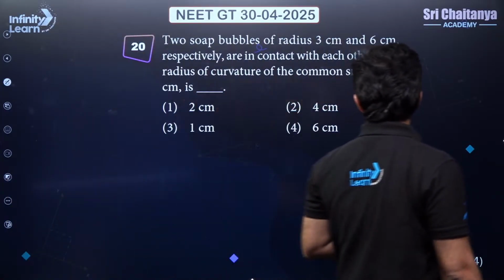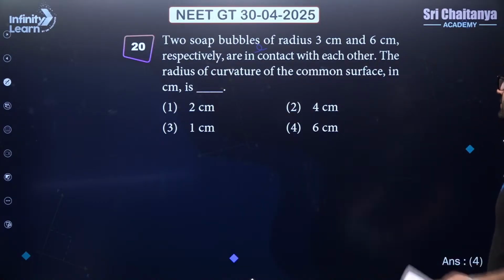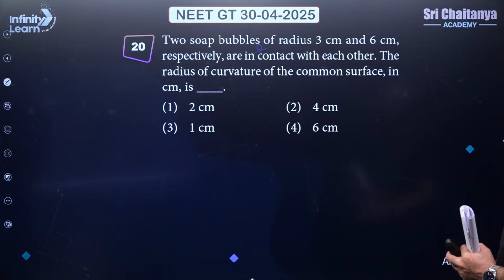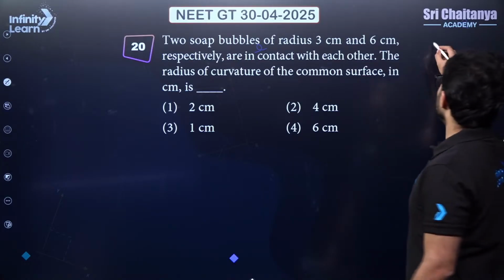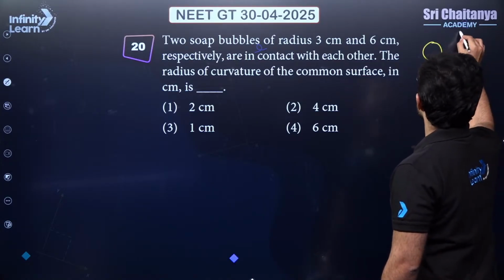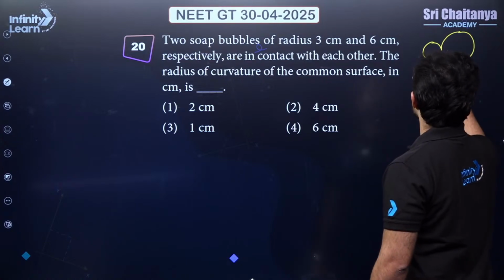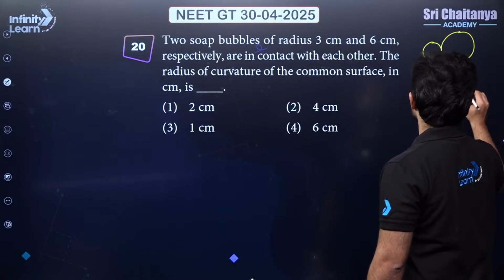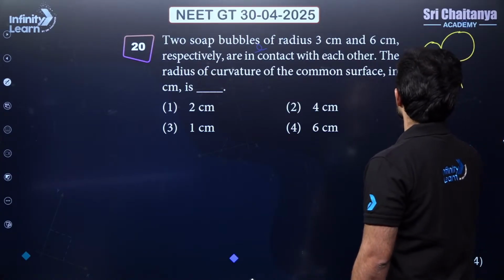Two soap bubbles of radius 3 and 6 respectively are in contact with each other. The radius of curvature of the common surface is? So again, what is happening? One is smaller, another one is bigger. So they come in contact. What will happen? There would be this kind of surface. So I'll try to make this surface.